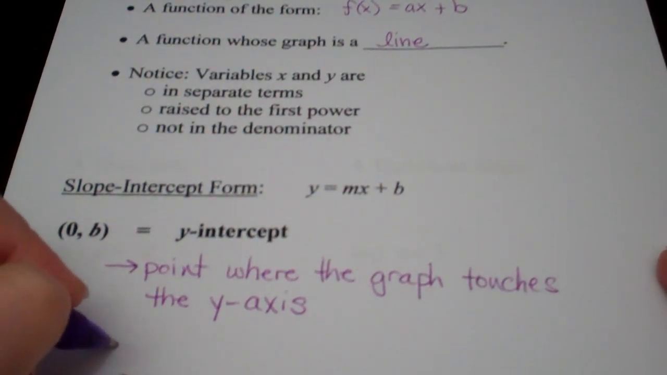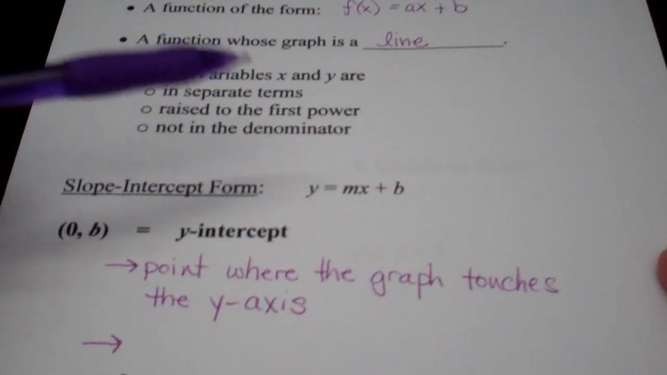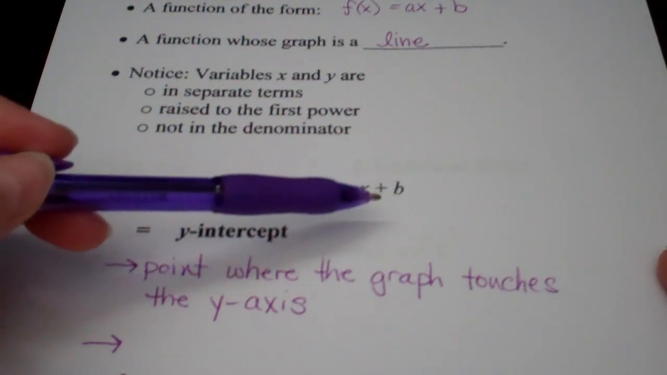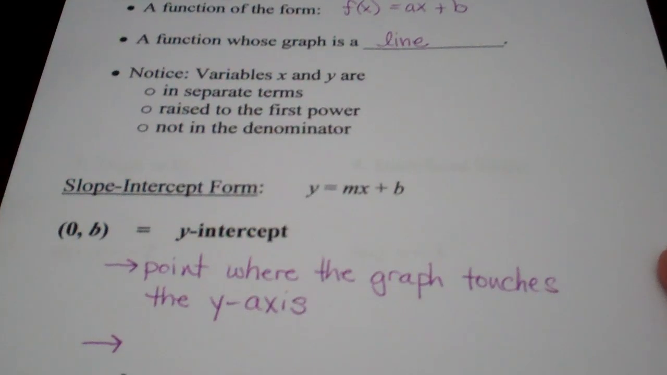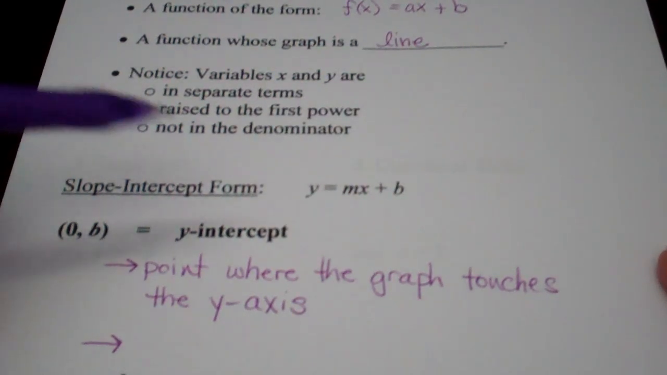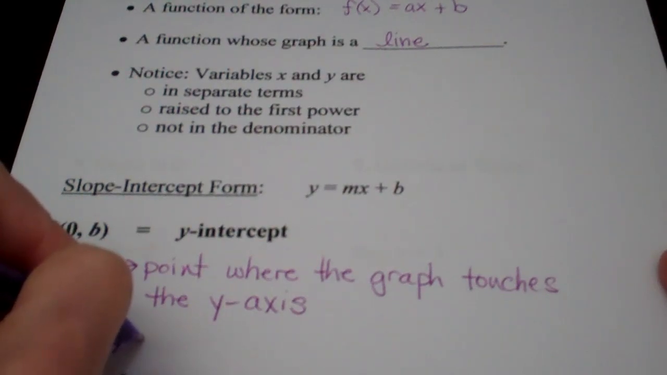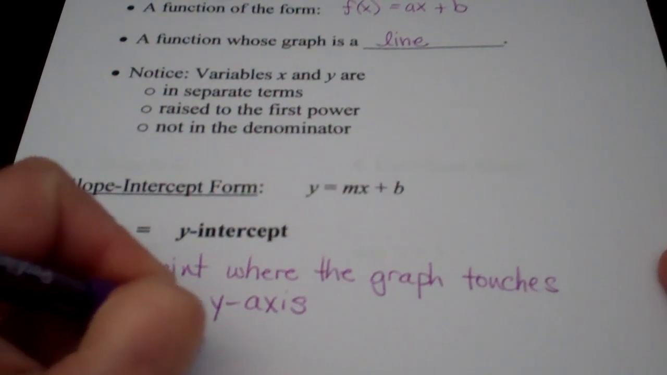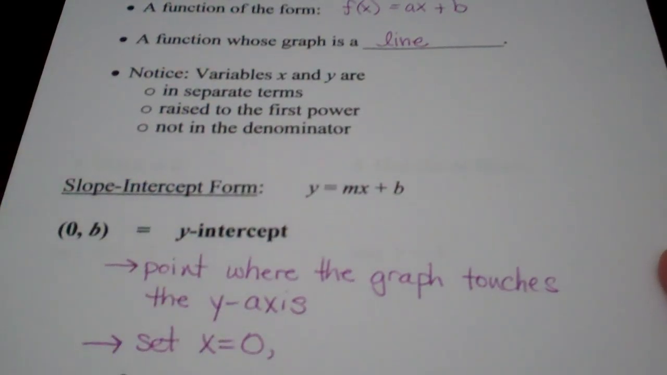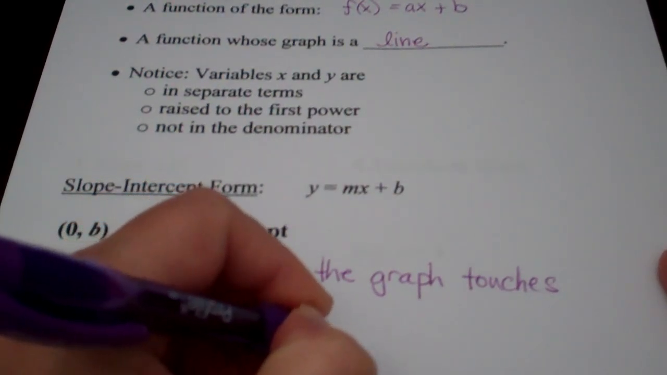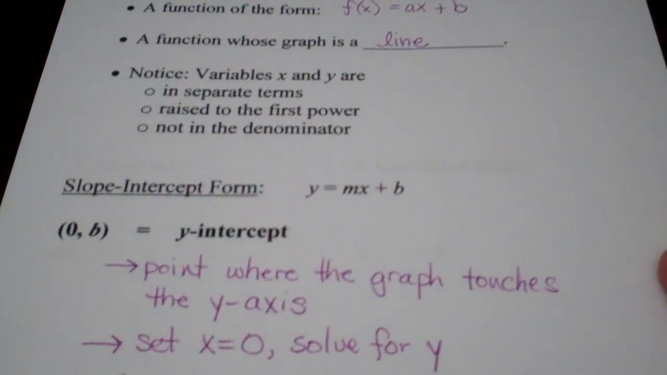So if we want to find the y-intercept, if it's organized like this, we can just pull out the value of b. We don't have to do any work for that. If we don't have it organized like this, to solve for the y-intercept in general, and this would be true for any kind of equation, we're going to set x equal to 0 and solve for y. And then we'll form it into a point that looks like this, where x is 0 and y is some number. Okay, so that's the y-intercept.